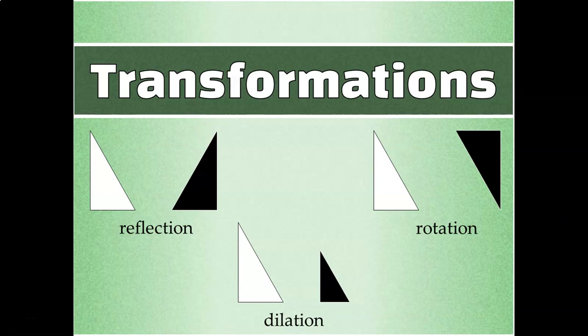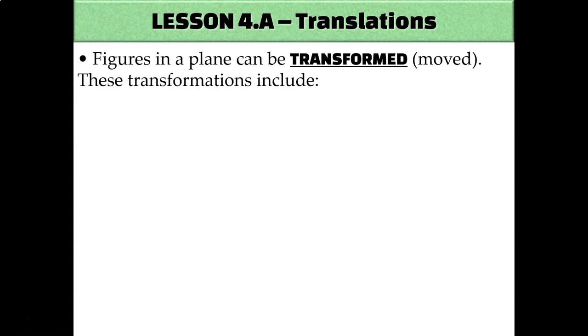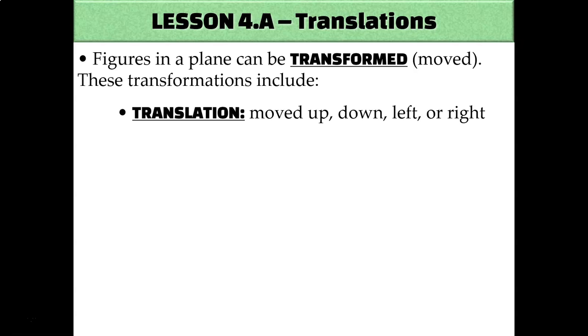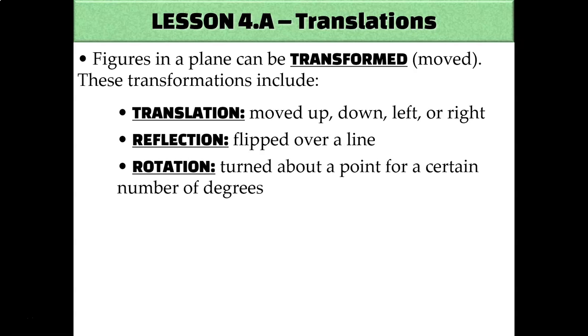Let's talk about transformations, which is basically all of the different ways that we can move figures around. There are 4 basic transformations, and in this unit we're only going to be talking about 3 of them. We'll talk about translations, which is moving a figure up, down, left, or right. Reflections, which is flipping a figure over a line. And rotations, which is turning a figure a certain number of degrees around a certain point.